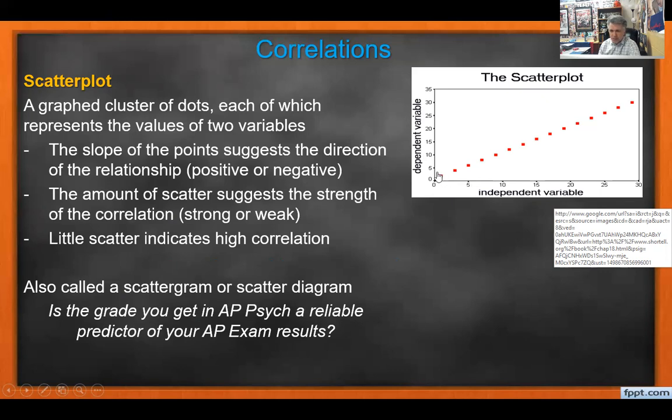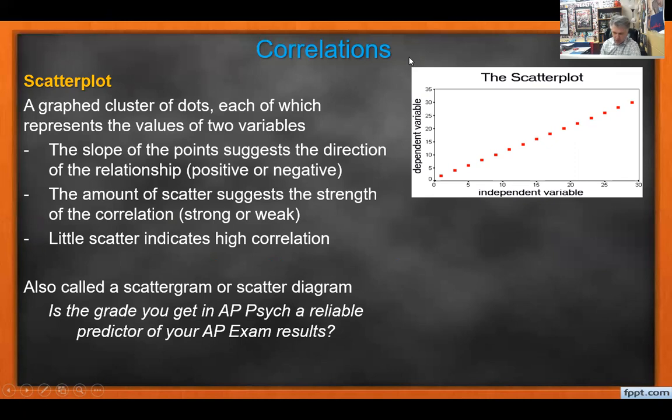This goes up by 5, that goes up by 5. This goes up by 10, that goes up by 10. This is a perfect positive correlation if everything went together. So a perfect straight line is going to be a perfect positive correlation. Let me give you an example of a scatter plot.